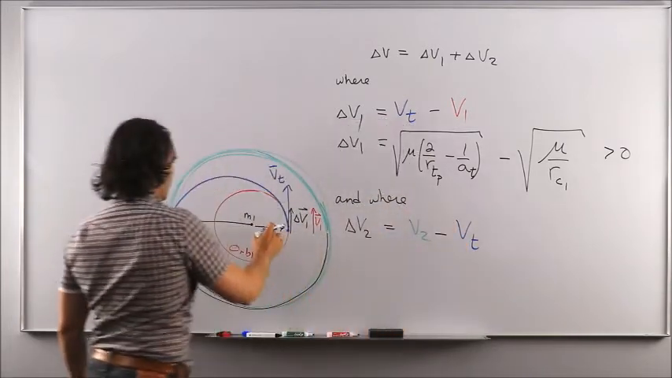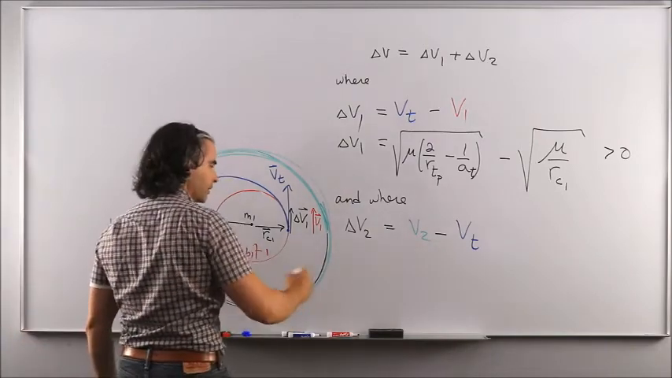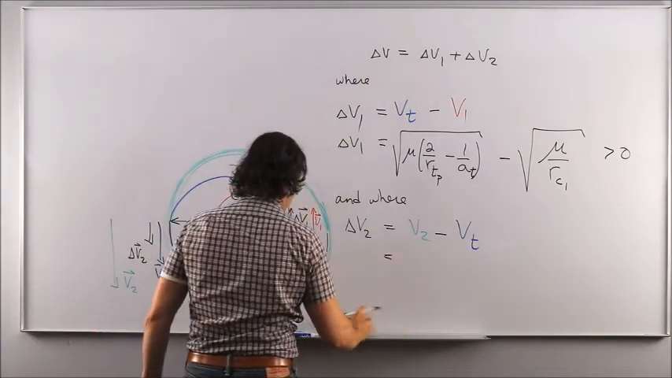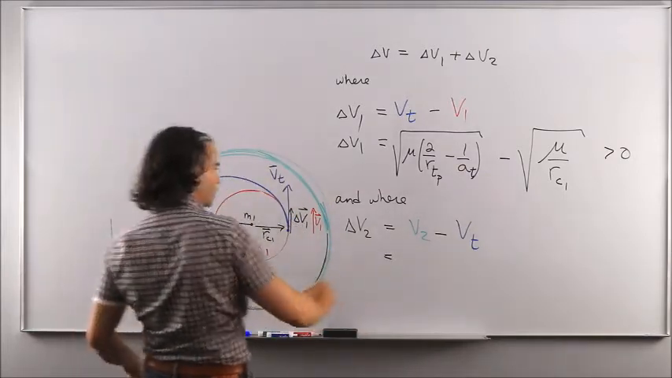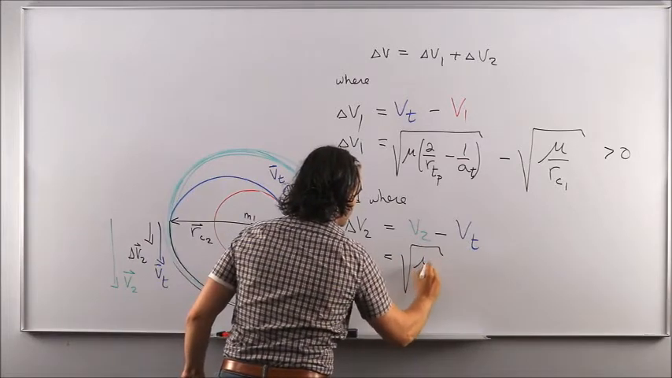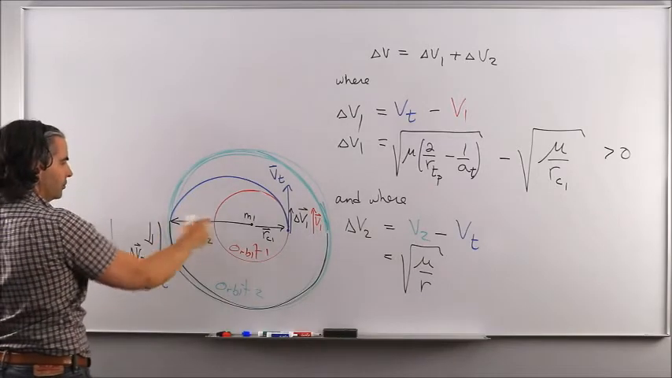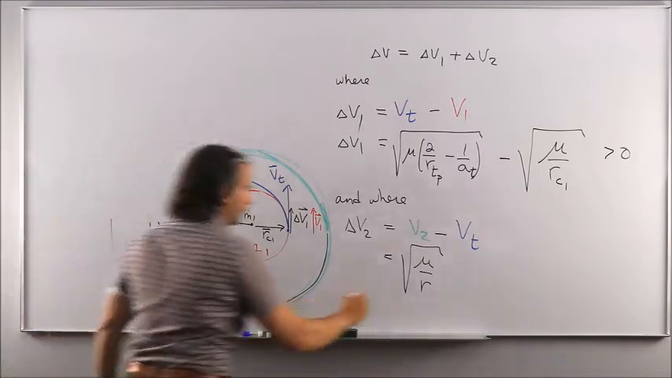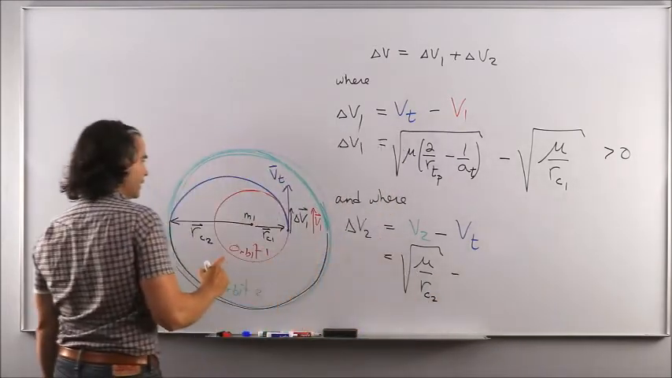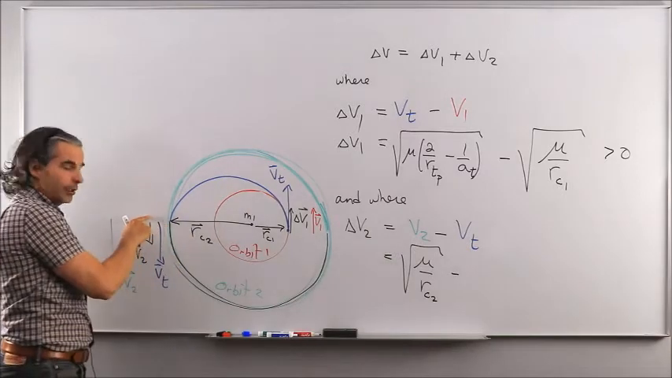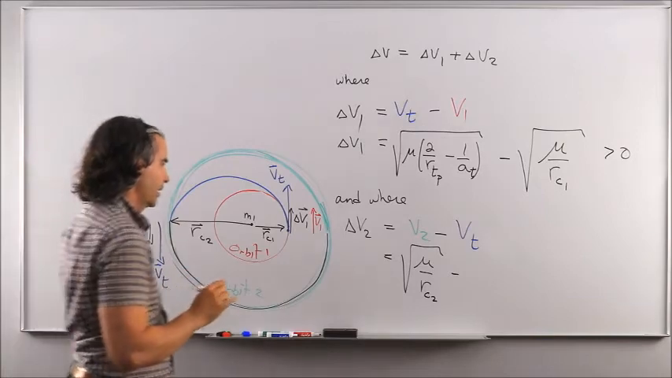At what point? Well, now we are at the apogee of the transfer, so we're going to take that into account in a moment. So coming back here, V2 is a circle, so square root of mu over r. At what point? Well, at this point, which happens to be RC2 in terms of distance, so RC2 minus V along the transfer orbit at its apogee, right?